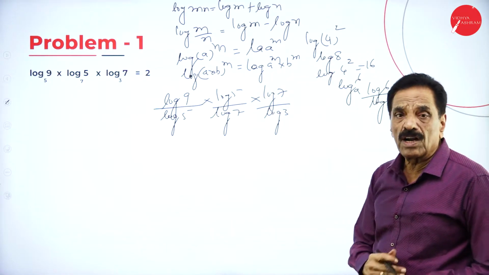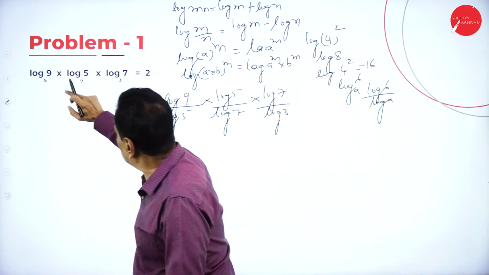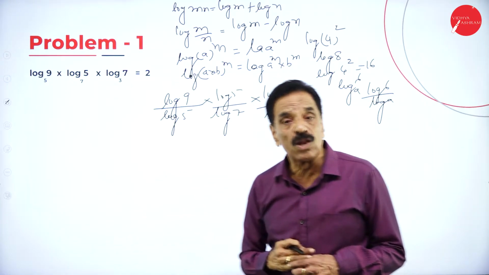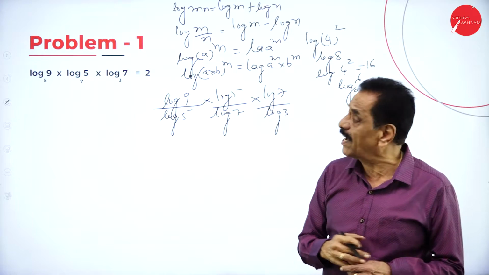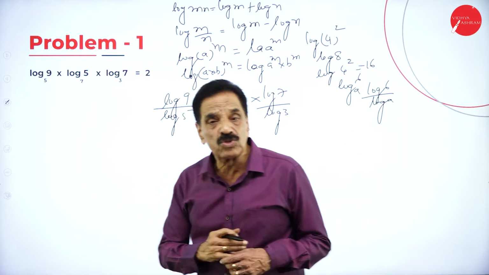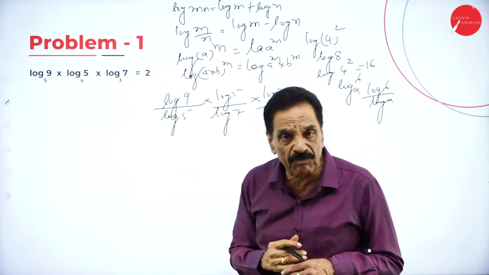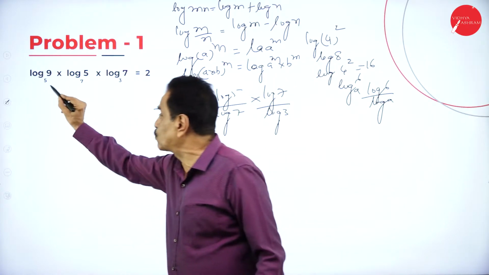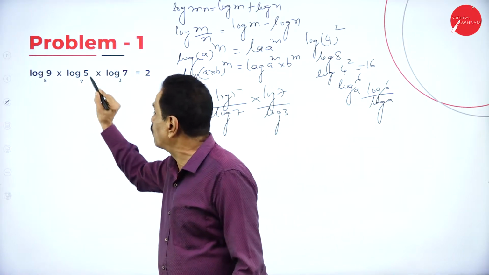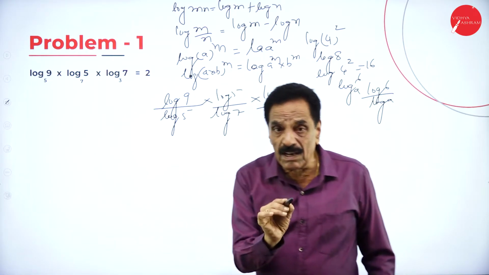So how to write? Log 9 to the base 5 we can say is log 9 divided by log 5. Log 5 to the base 7 is log 5 divided by log 7. Log 7 to the base 3 is log 7 divided by log 3. I will repeat. Log 9 to the base 5, we can write log 9 divided by log 5. Then log 5 divided by log 7. Then log 7 divided by log 3.